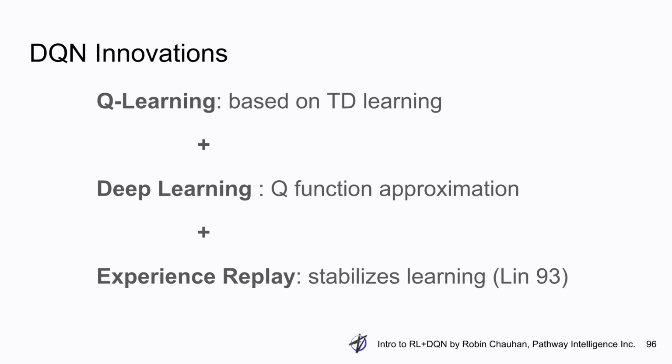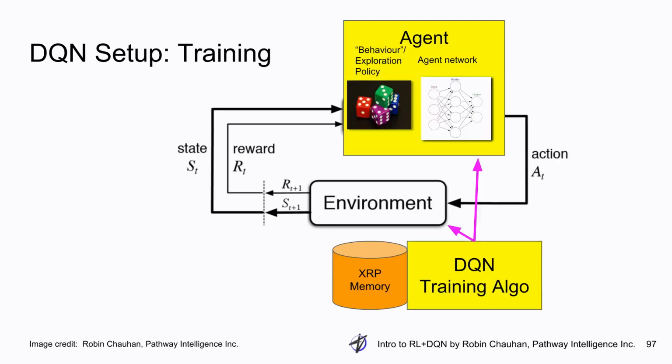So DQN is taking Q-learning, adding deep learning, and then they added this experience replay component. So what it looks like, now we have our reinforcement learning clock cycle model, and now the agent has a deep network inside it, and it has the policy. I represented the training system as separate from the agent.